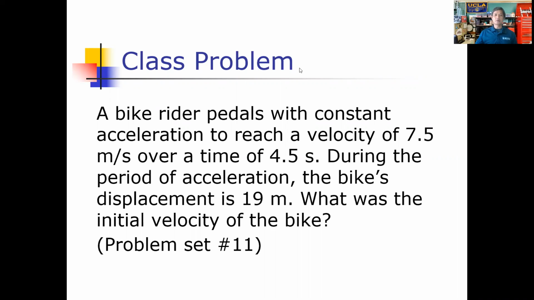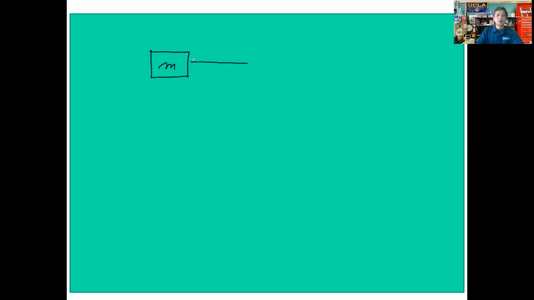Let's take a look at the problem here. Draw the picture. We have our object, a bicycle, moving in the positive x direction again, positive towards the right, negative towards the left. We are told the object moves for a time interval of 4.5 seconds, and in this time period it undergoes a displacement of 19 meters. At the end of this, its final velocity is 7.5 meters per second. They're asking us to find the initial velocity.